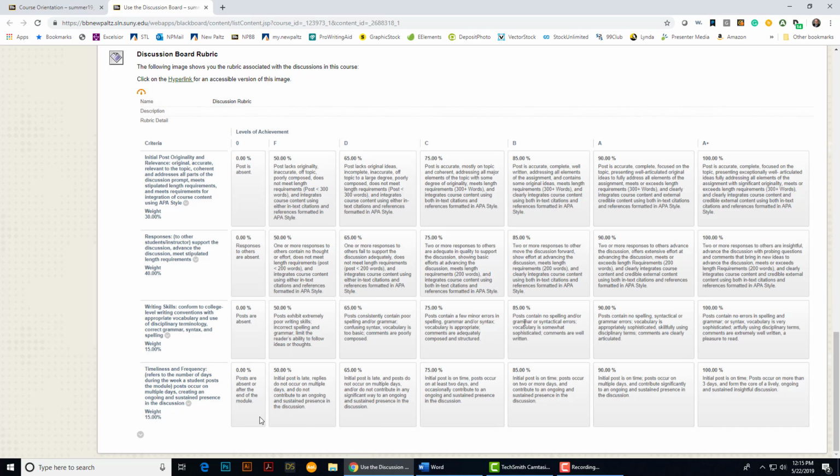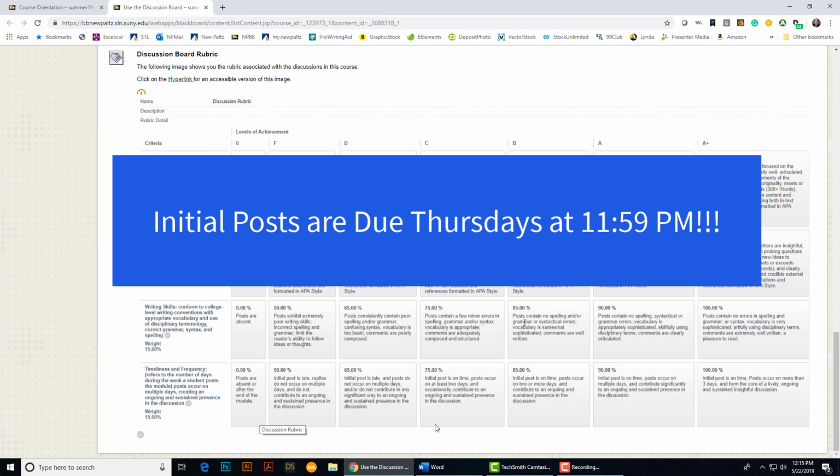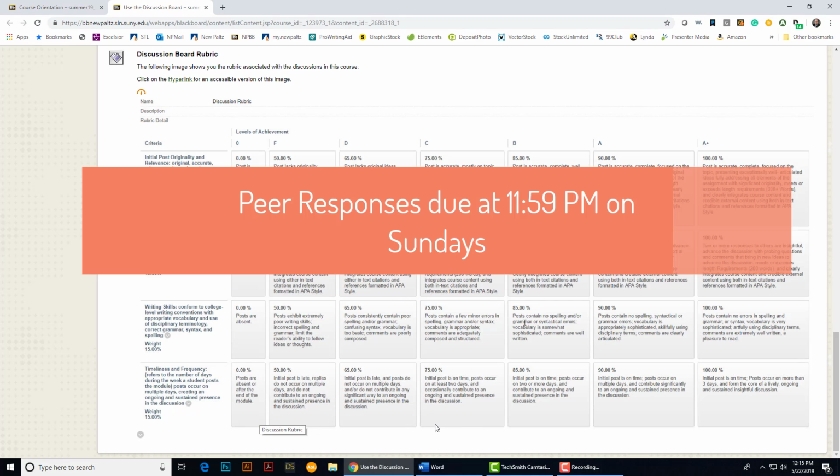Next, we have timeliness and frequency. Your initial post in a given week is due by Thursdays at 11:59 p.m. Now, that gives us a chance to respond to each other, which is why I put that deadline of 11:59 p.m. on Thursdays, because that gives you until Sunday at 11:59 p.m. to respond to your peers.